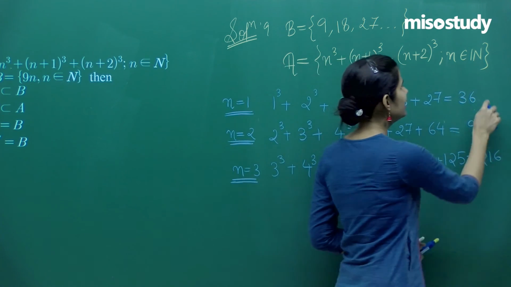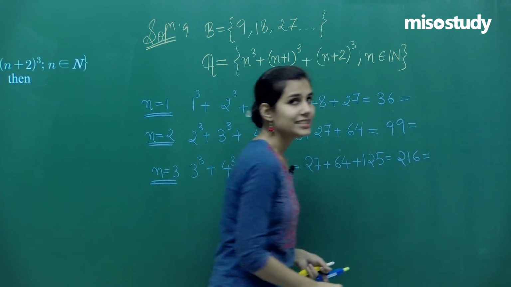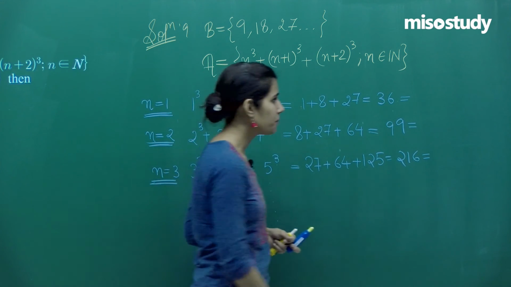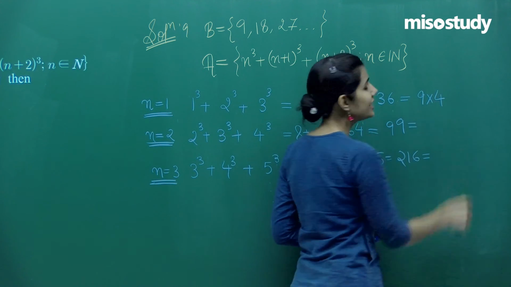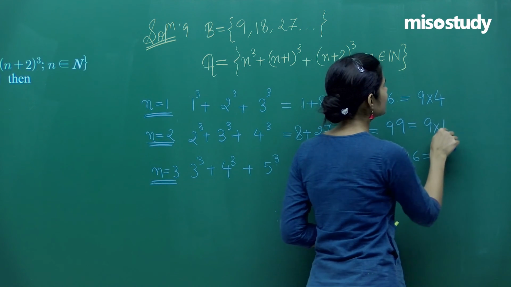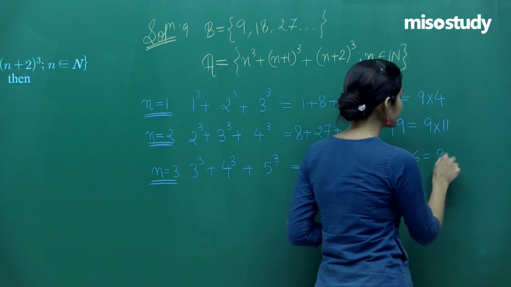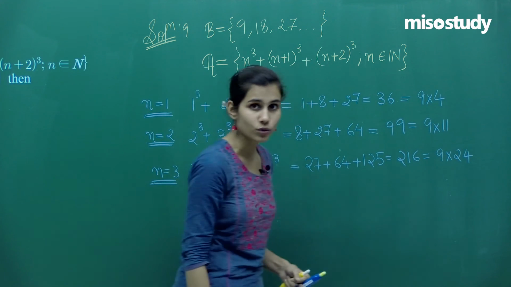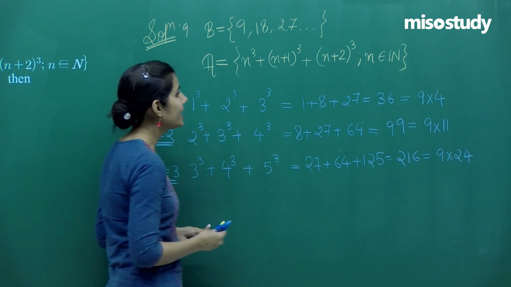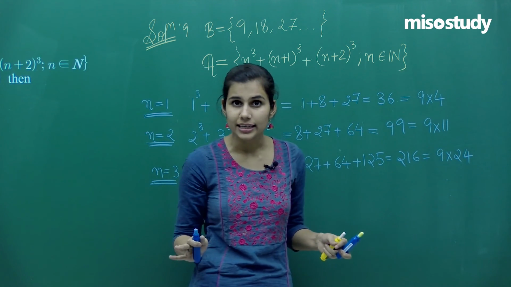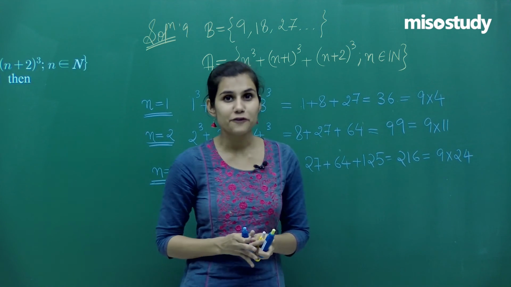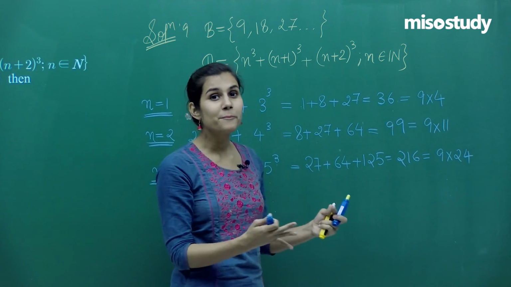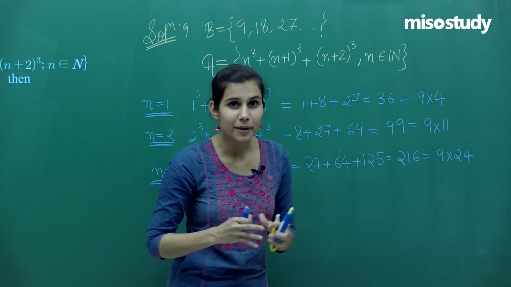What is the pattern? Just relate 36, 99 and 216 with the table of 9, because that is what we have in picture right now. 36 can be written as 9 into 4. 99 can be written as 9 into 11. In fact, 216 can be written as 9 into 24. This is the pattern which gets followed. This means inside set A, we don't have every multiple of 9, but whichever members are there are definitely multiples of 9. Therefore, every member of A is already a member of B, because B contains all multiples of 9.